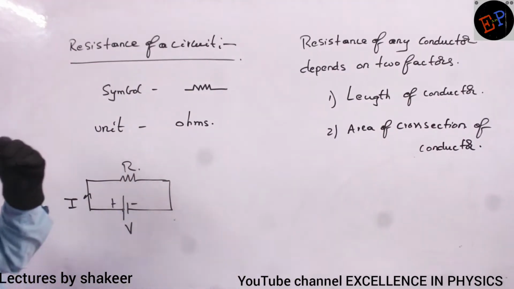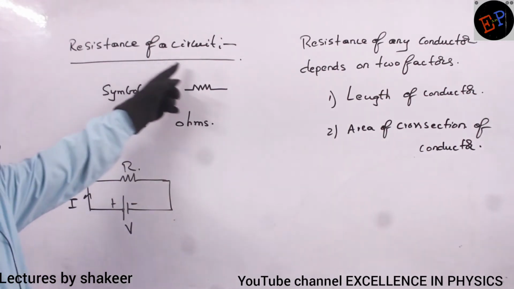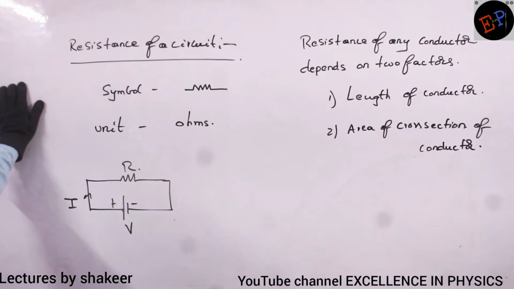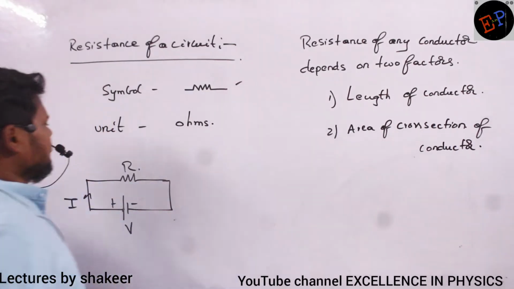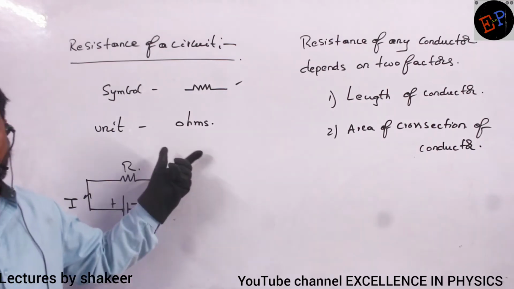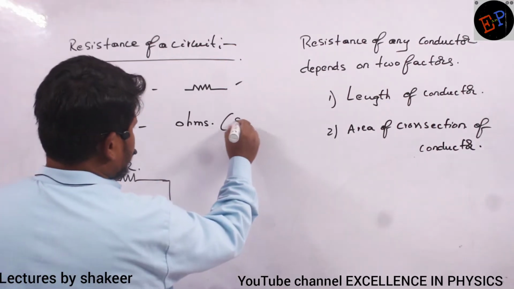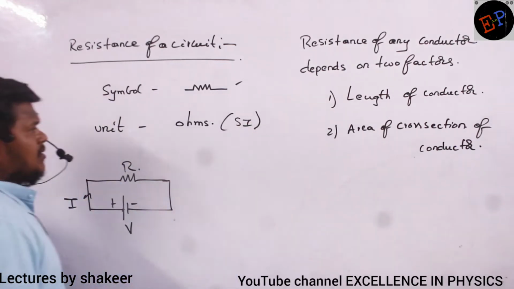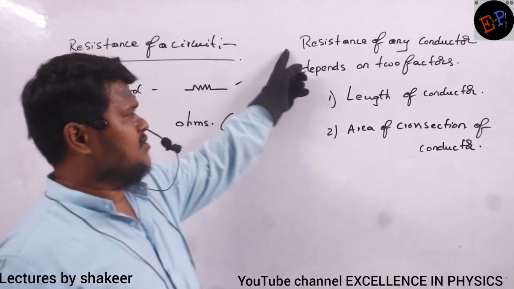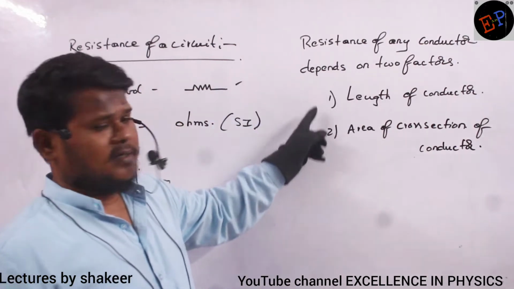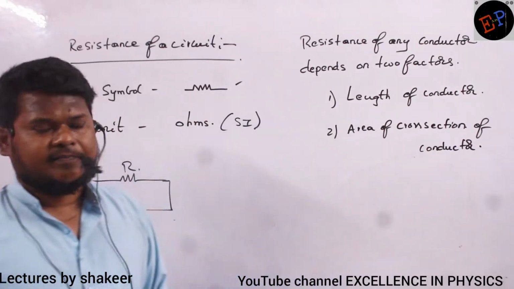So, the resistance of a circuit we are studying. What is meant by resistance? Opposition to the flow of current is called resistance. This is the symbol of resistance. The unit is ohm. Ohm is the unit of resistance in which system? SI system. And this is how we represent a circuit. The resistance of any conductor depends on two factors: length of the conductor and area of cross section of the conductor.